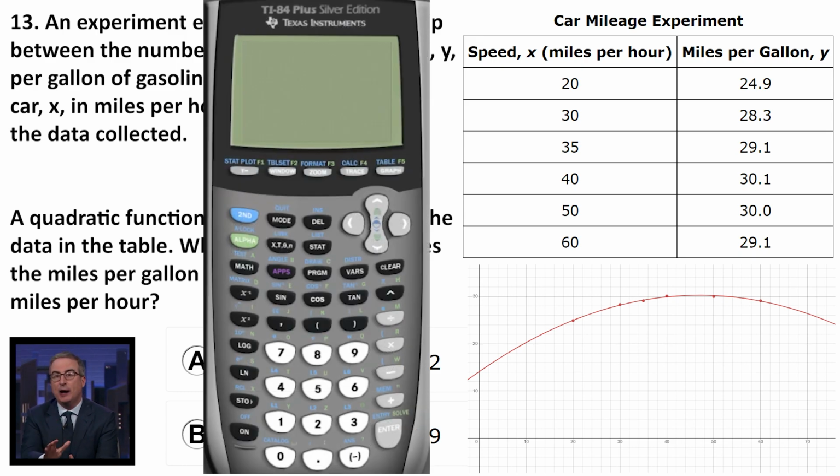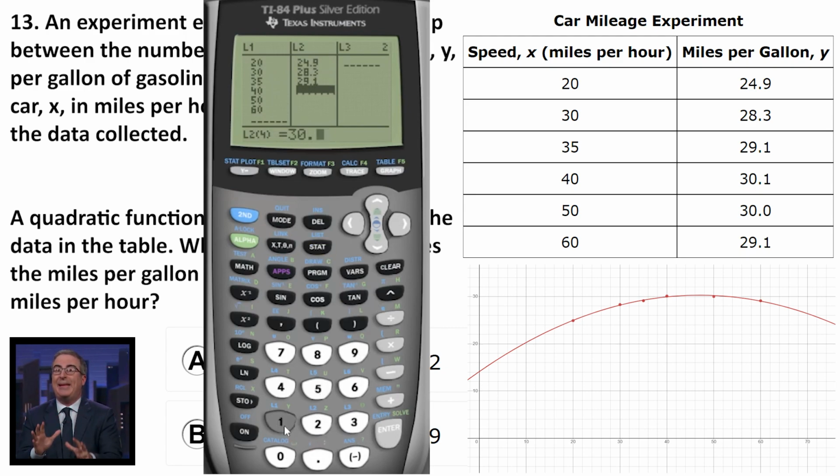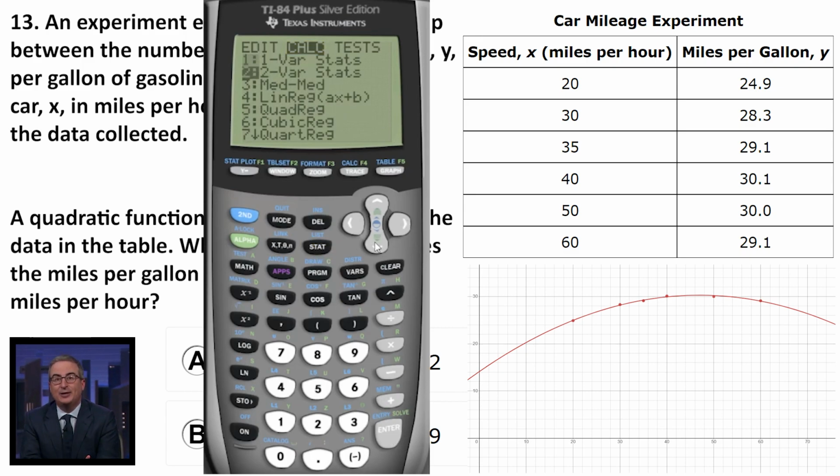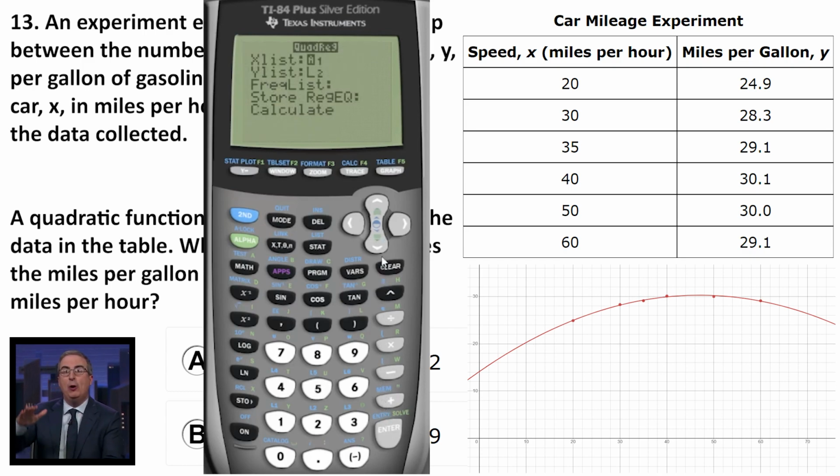Now, of course, each brand of calculator will be a little different, but on a TI-84, press Stat, Edit and input all the data. X values should go into L1 and Y values should go into L2. Press Stat again, but this time arrow over to Calc. Scroll down until you find Quad Reg, which stands for Quadratic Regression. Press Enter and then go down to Calculate. Press Enter and the calculator will display the coefficients for our quadratic function.